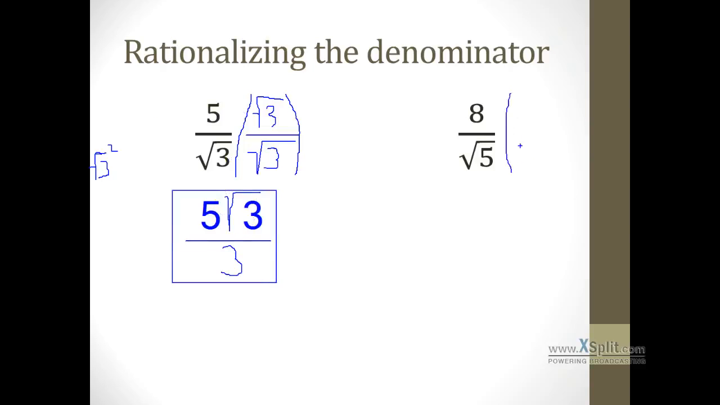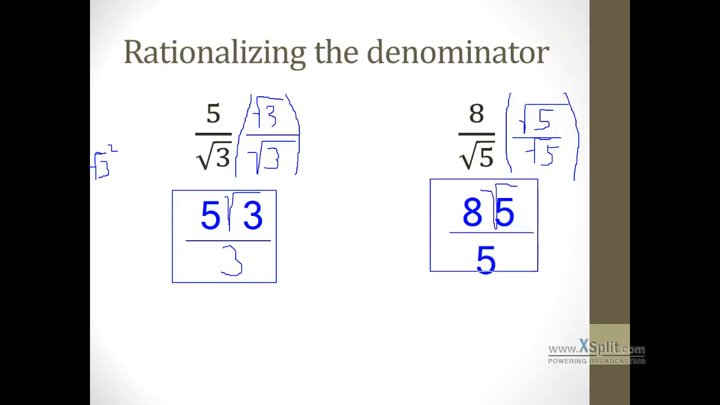Same thing can happen here. We can go ahead and multiply both the top and the bottom by root 5. That's going to leave on top 8 root 5. And on the bottom, root 5 times root 5 is just 5. So we would say that our rationalized version of it, the one that doesn't have a root in the denominator, is 8 root 5 over 5.